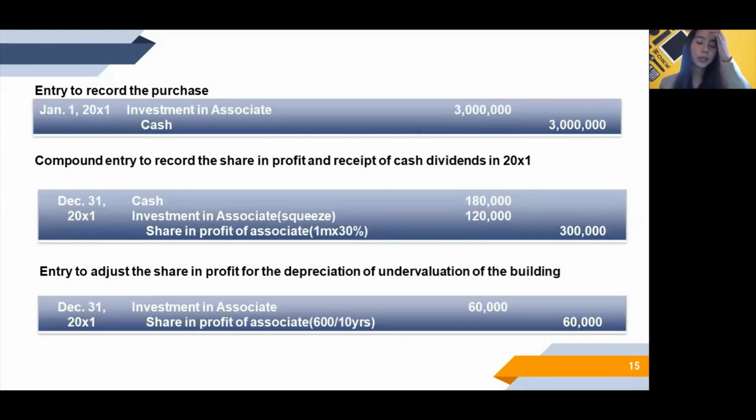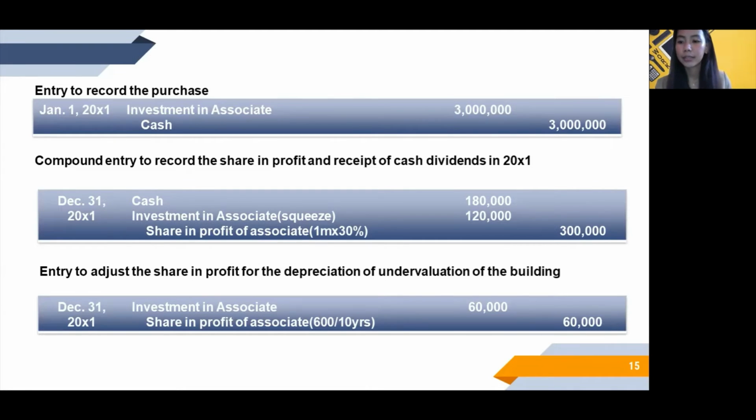So this is the entry to record the purchase. On January 1, 20X1, we debit investment in associate and credit cash amounting to 3 million pesos. This is the Azul's ordinary shares acquired by the Blue Corporation.